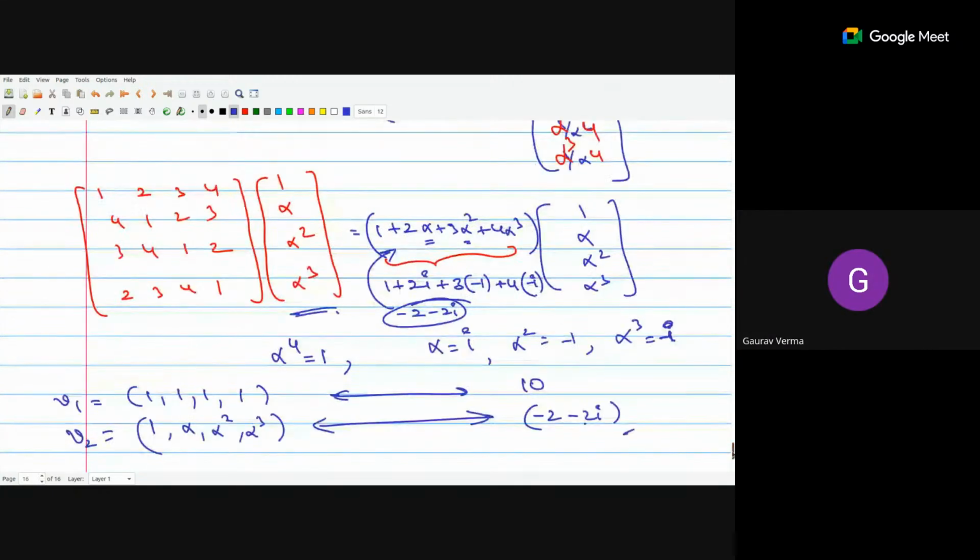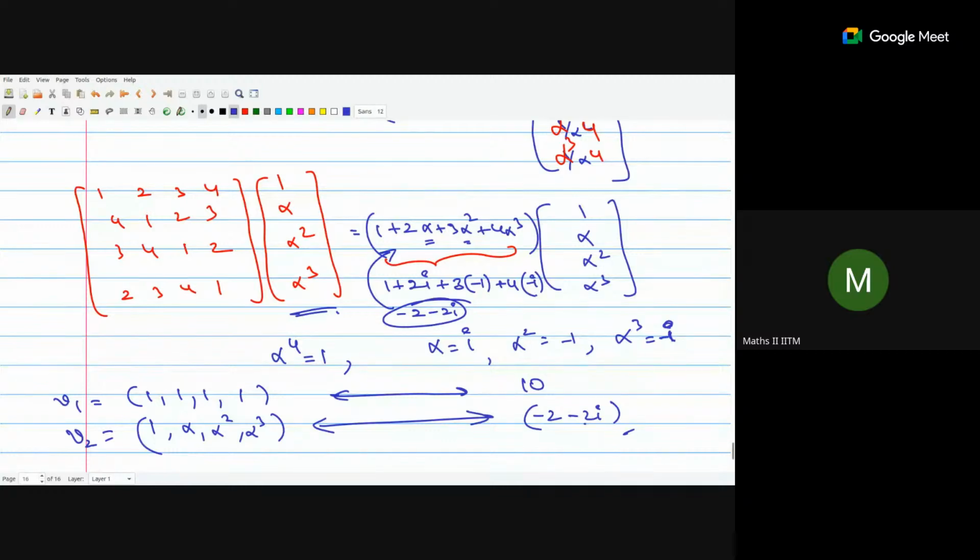I followed through all this calculation, I got that, but how did we get alpha power 4 is equal to 1? If alpha power 4 is 1, then this will be an eigenvector. Circulant matrices will have eigenvectors of this form, where that alpha is satisfying that condition. It's just the fourth root of unity. That is the property of a circulant matrix.